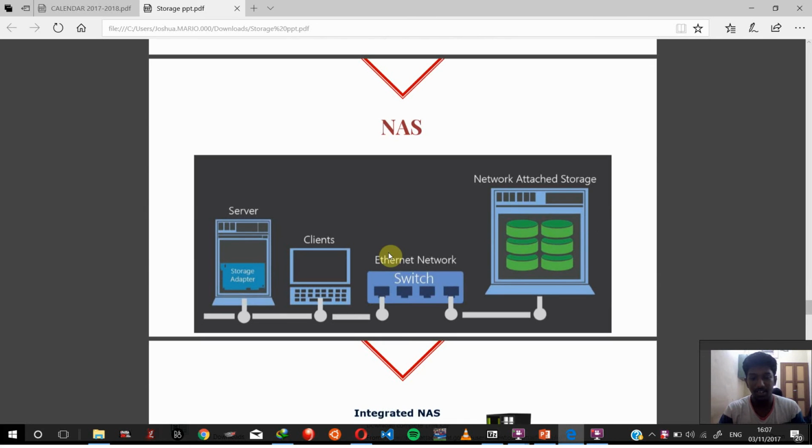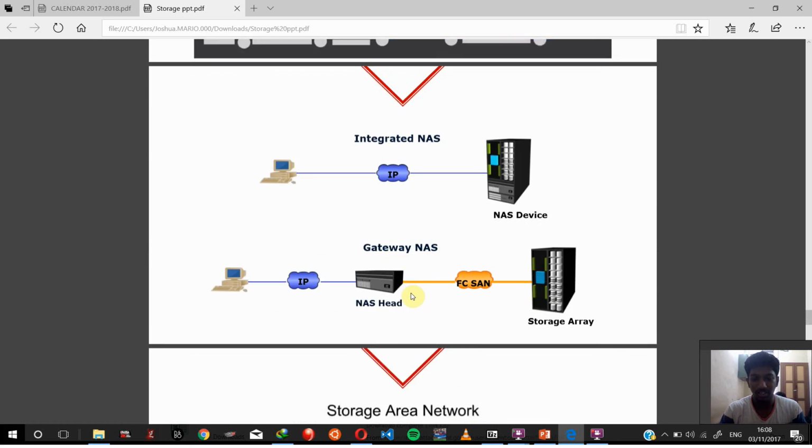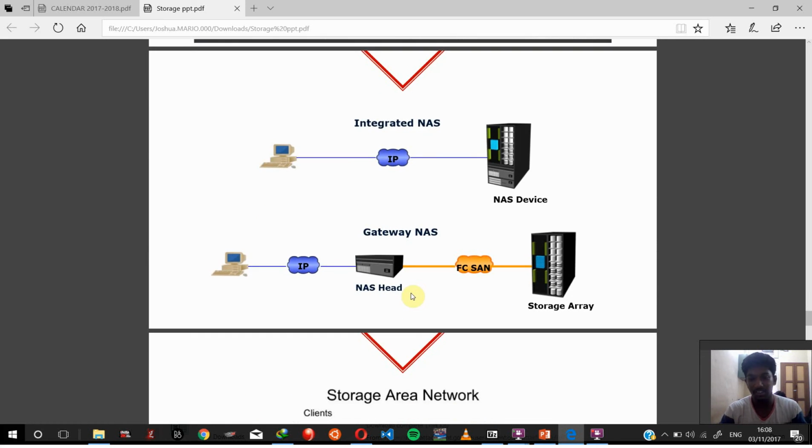Next we are going to NAS. In NAS, first we have the server, then we have the clients, then the Ethernet network switches, and the network attached storage. This storage is there in our CTC. Then we have the server and the clients, which are our laptops. The switches are provided in our hostels. That's basically NAS. In NAS we have two more types: integrated NAS and gateway NAS.